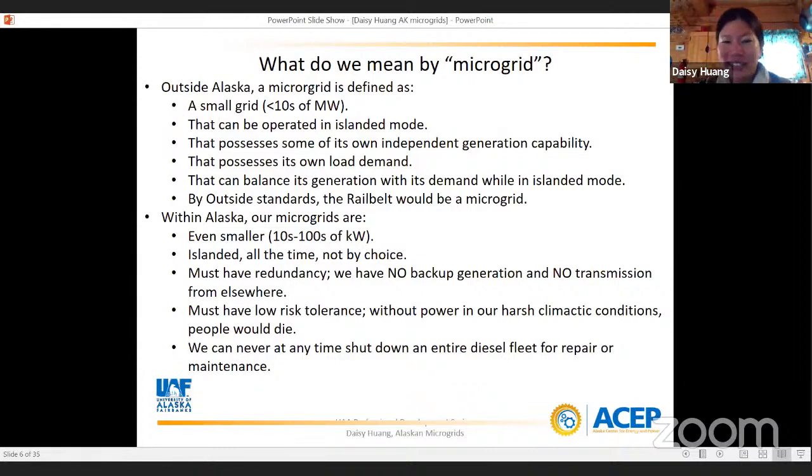And you're like, no, you can't do that. So that's a pretty big distinction. The other thing is we cannot turn off power ever. Like we have no risk tolerance.